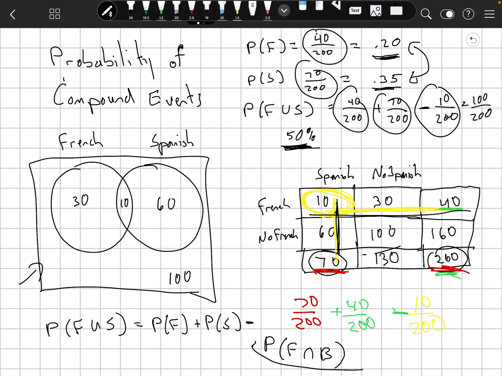It's a joint frequency. So the probability of being in French or Spanish club, picking someone that's in one of those two clubs, is the probability of being in the French club plus the probability of being in the Spanish club minus the probability of being in both clubs. Okay, so let's look at one other example.